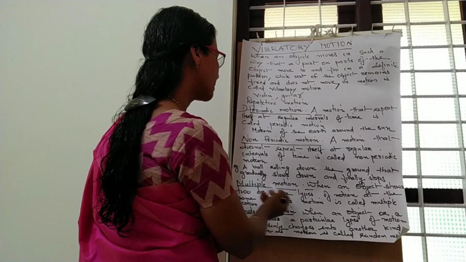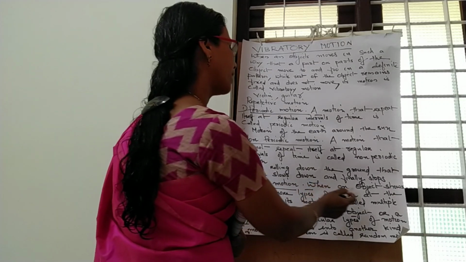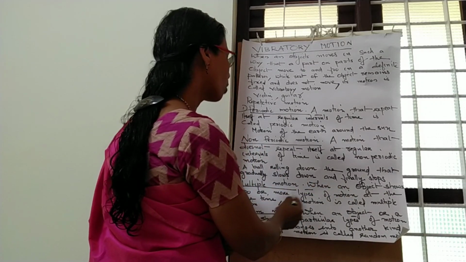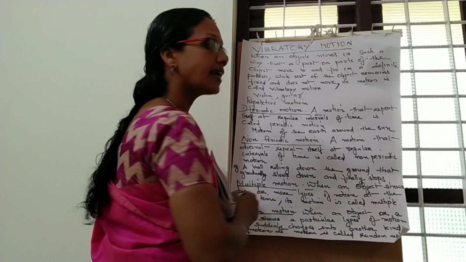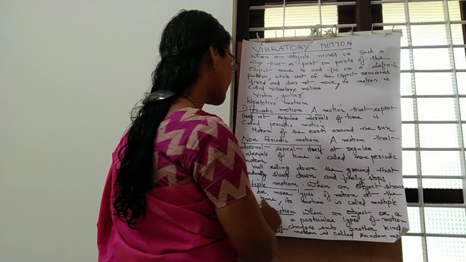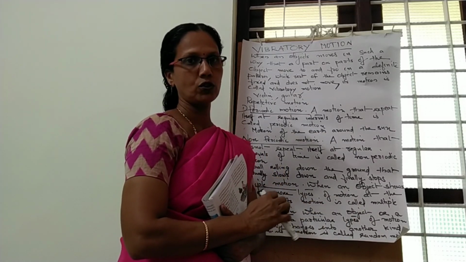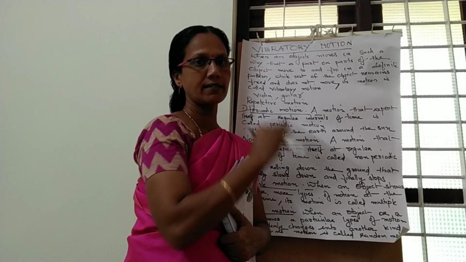The next one is multiple motion. What is multiple motion? When an object shows two or more types of motion at the same time, its motion is called multiple motion.